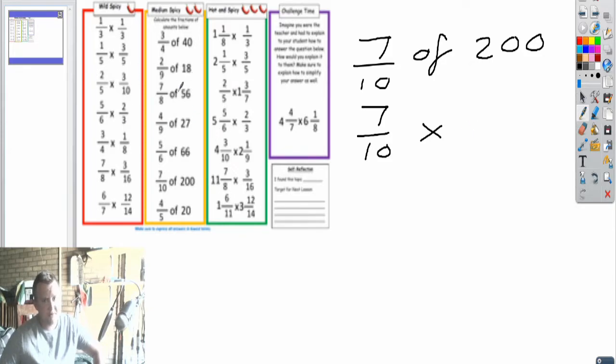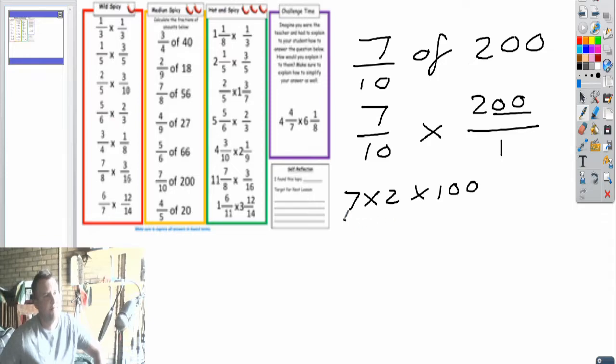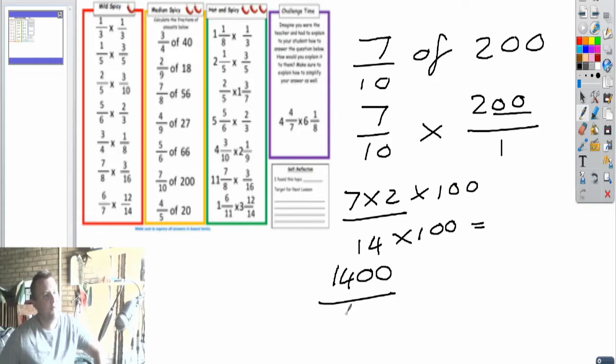And by the way, you're welcome to do these questions as well, the work that you're doing at home. 200 over 1. 200 is 200 over 1. And there we go. 7 times 200. We don't do 7 times 200. We split the numbers up. I'm actually even going to write it. 200 is 2 times 100. 7 times 2, 14. Times 100 equals 1,400. 1,400 over 10 times 1 is 10. Oh, yeah. So there you go. 10 divided by 10. And it's 140.